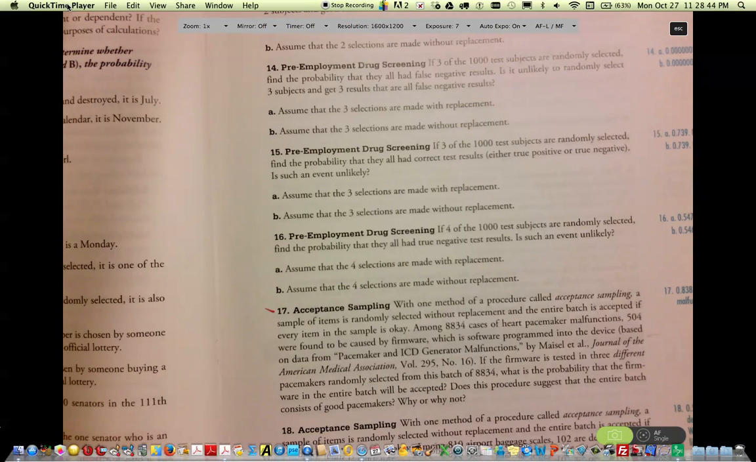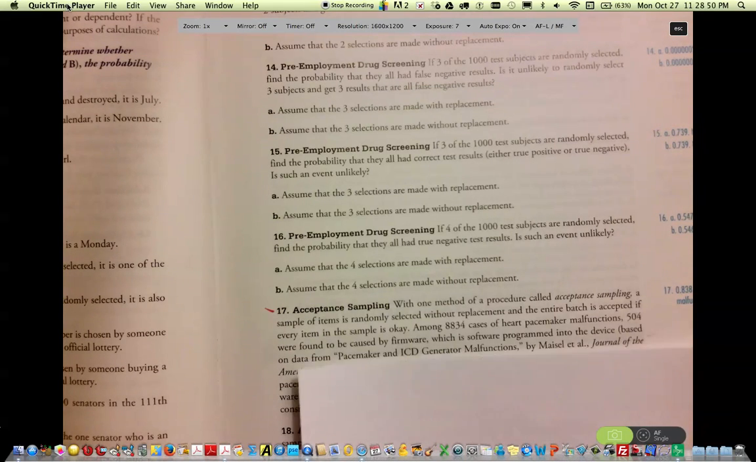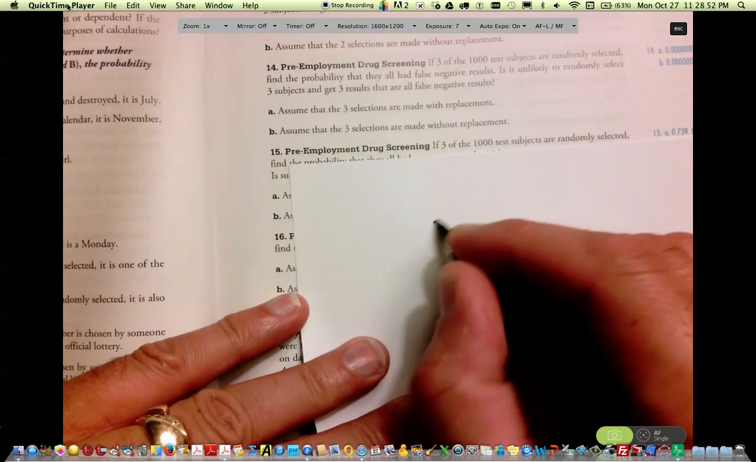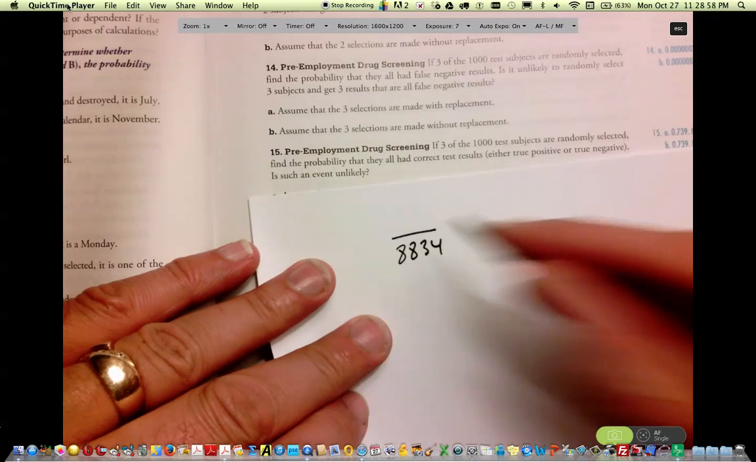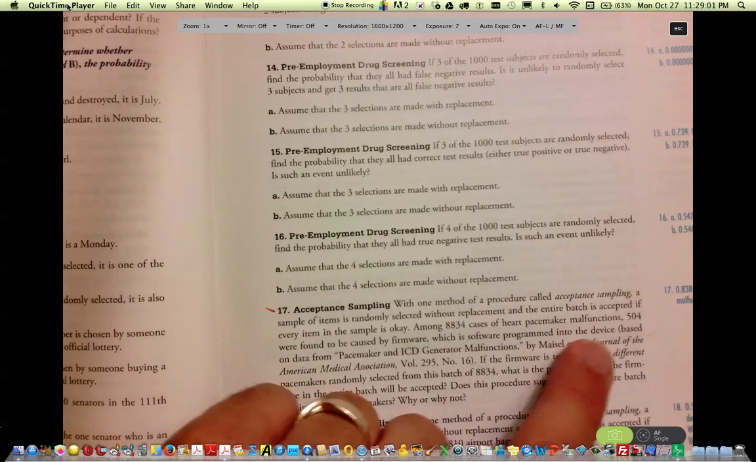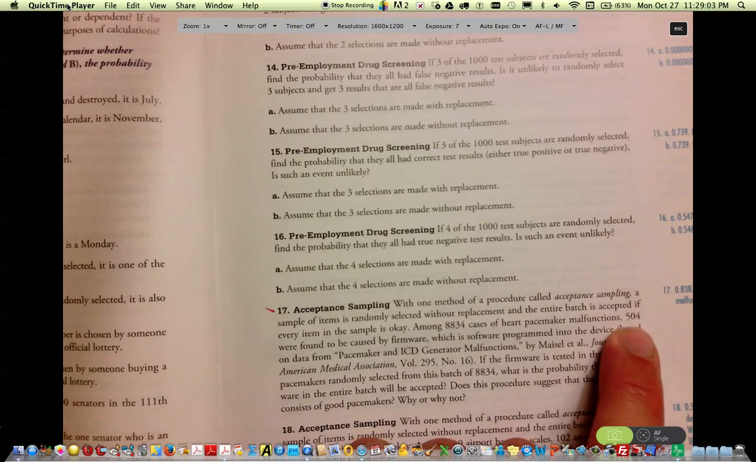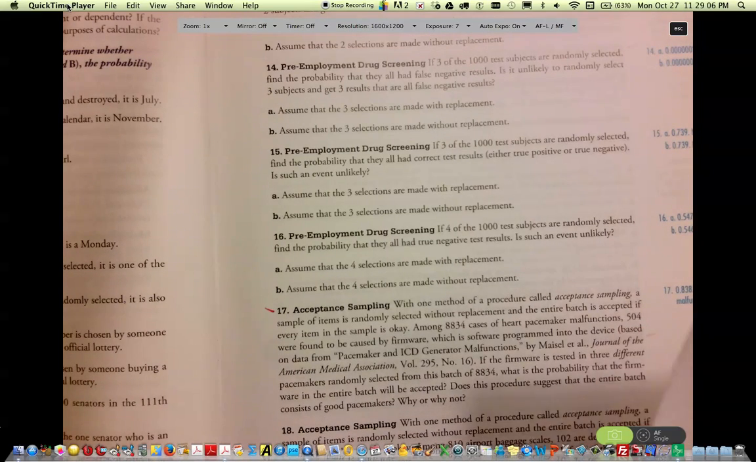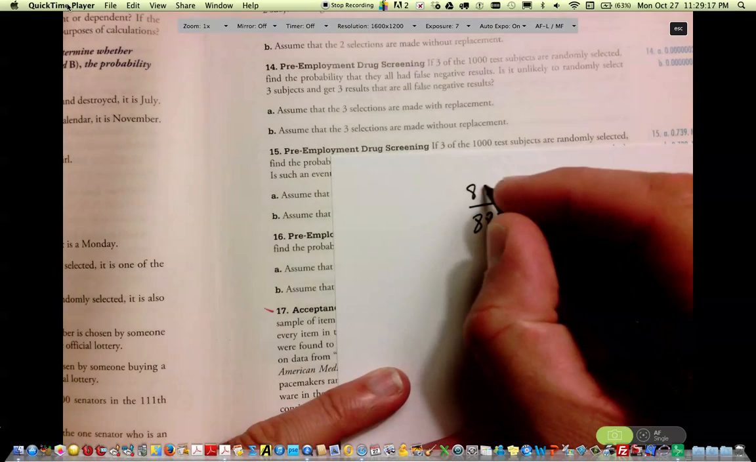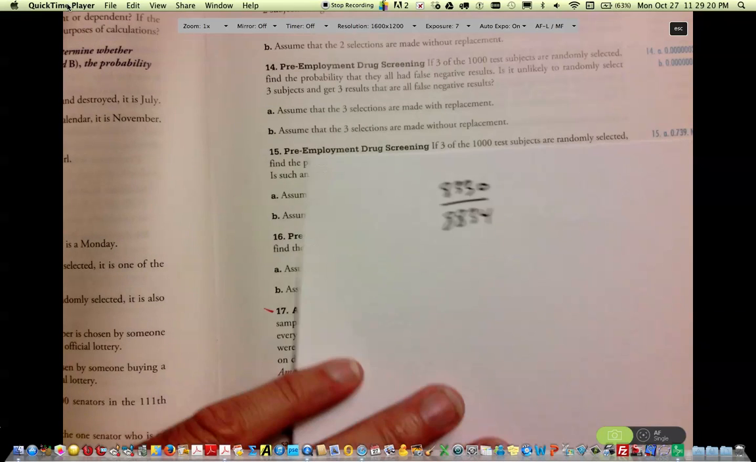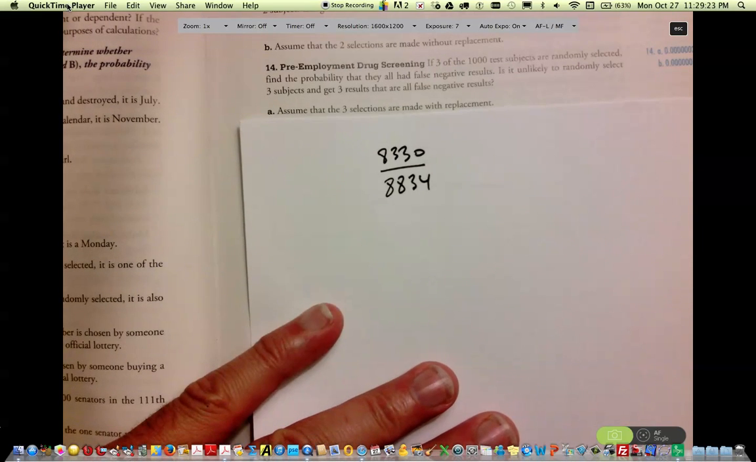So we want to know what's the probability that we're going to get 3 in a row that are good. First of all, we have 8,834 cases. We're going to select one of those. The probability that it is good, well, there's 504 of them that are bad. So if we take 8,834 and subtract 504, we're going to find that 8,330 are good. So this is the probability the first one is going to be a good one.